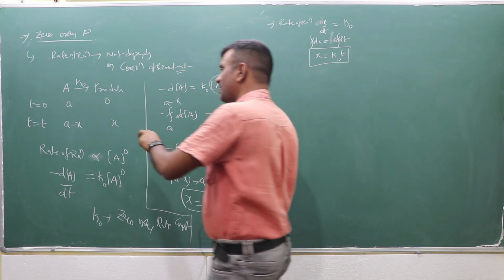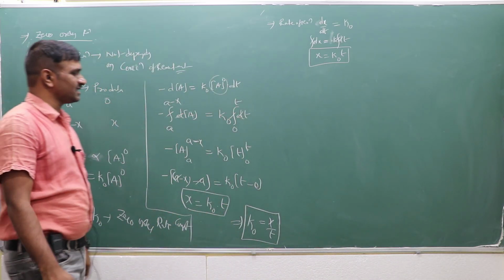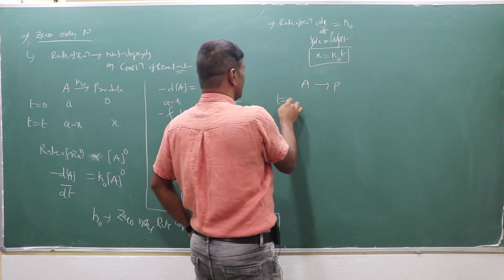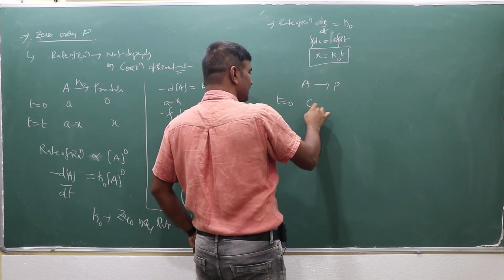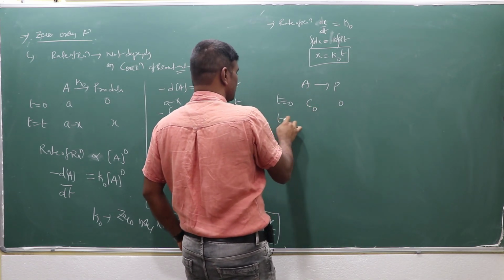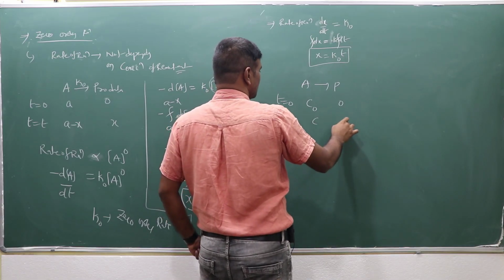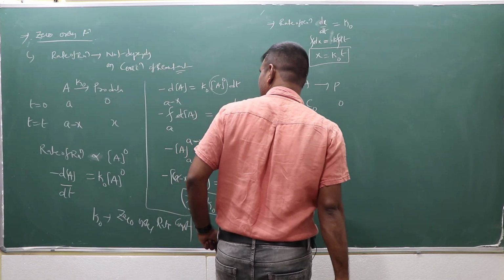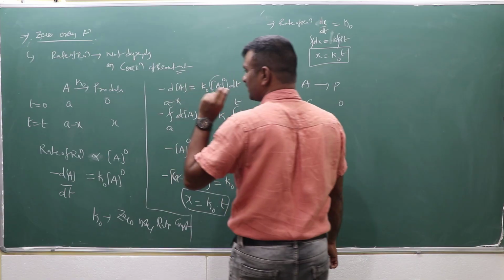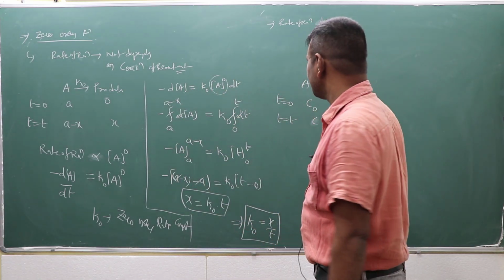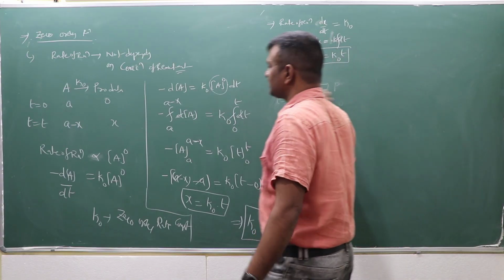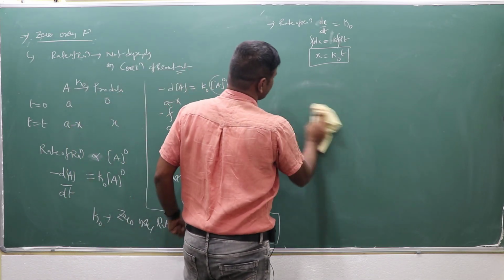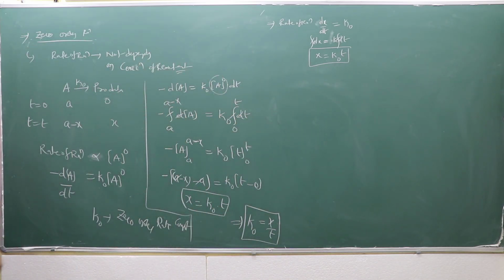Sometimes in some examinations, instead of a and a minus x, it is mentioned differently. At time t equal to 0, the initial concentration is C naught. After some time t, the concentration is C. So in the place of a minus x, C is mentioned. Here, C naught and C are mentioned, whatever it may be. After product formation takes place, the concentration is changed, that is C.